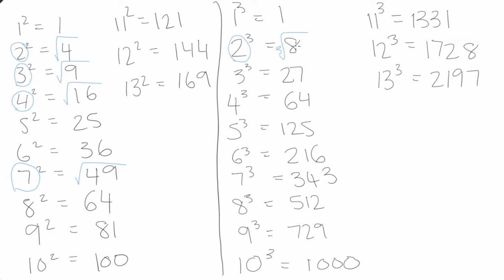So the cubed root of 8 is 2. The cubed root of 1 is 1. The cubed root of 27 is 3. The cubed root of 64 is 4. The cubed root of 125 is 5. And so on. You can do this for all of the numbers, and you'll find that the cubed root of any of these numbers on the right-hand side of the equation is going to give you the number on the left side of the equation, just without the cubed sign. So those are your perfect squares and your perfect cubes.